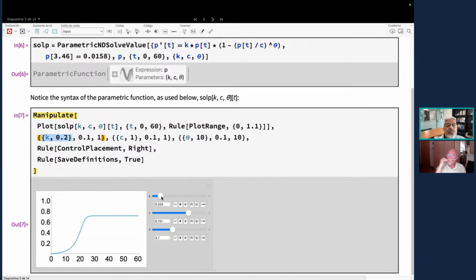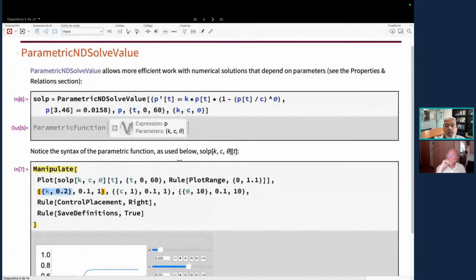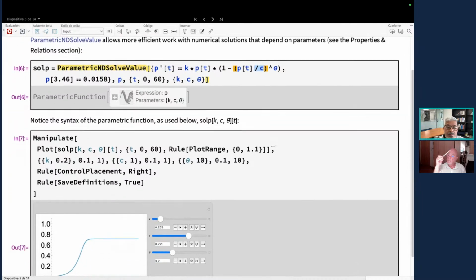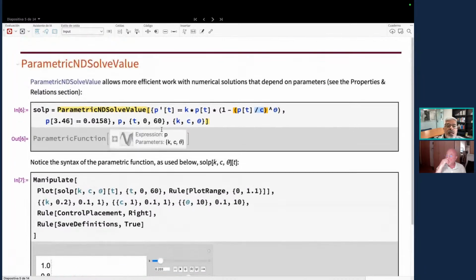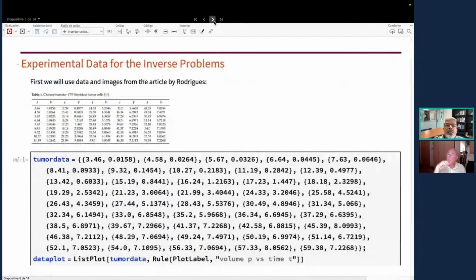For example, the parameter c, that is over here, is sometimes called the capacity. If this is the growth of a population, it would be the capacity of the population, the final value, all right? So all of that is for forward or direct problems.